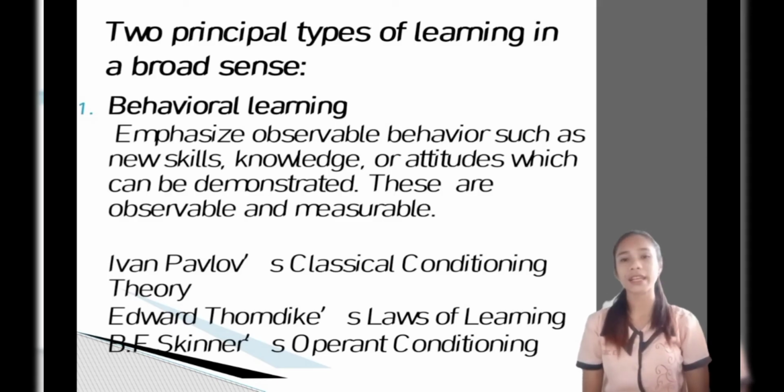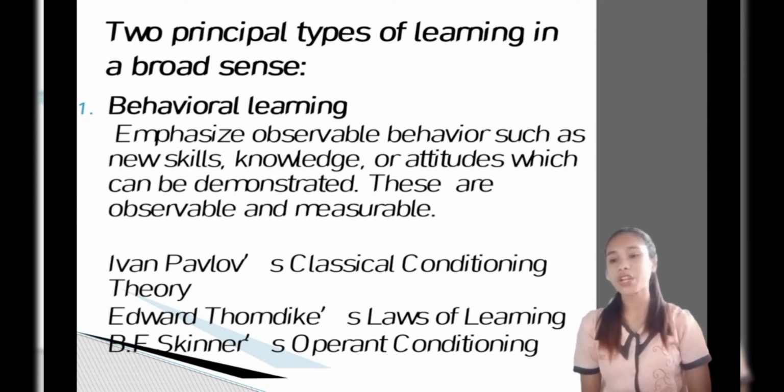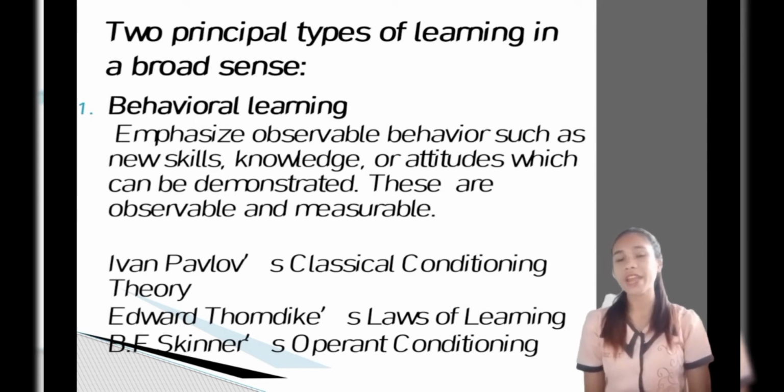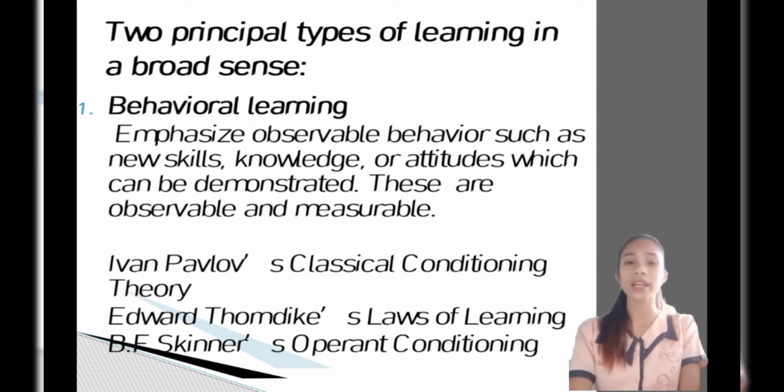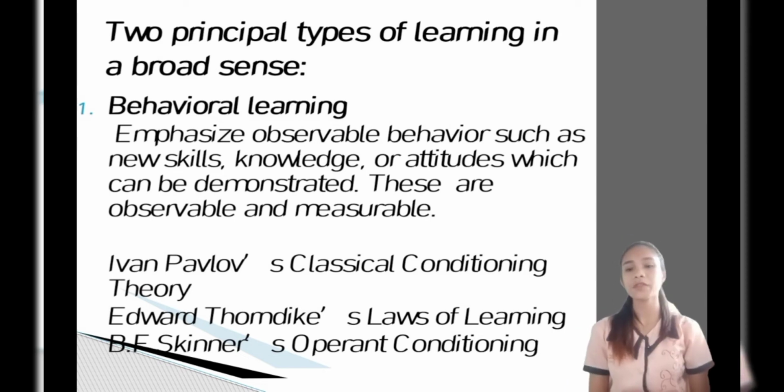So behavioral learning emphasizes observable behavior such as new skills, knowledge, or attitudes which can be demonstrated. These are observable and measurable. Behaviorists believe that learning is due to a change in behavior as a result of experiences. So it focuses on observable behavior, which is learning by doing it. We cannot learn if we didn't commit or try our best. So let's move on to the theories of behavioral learning.